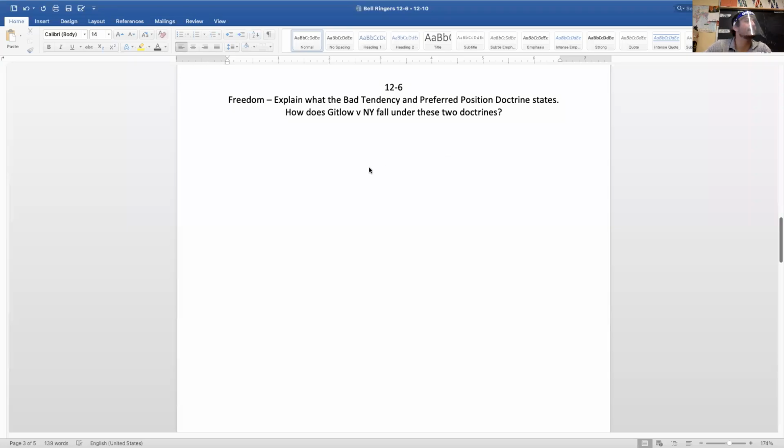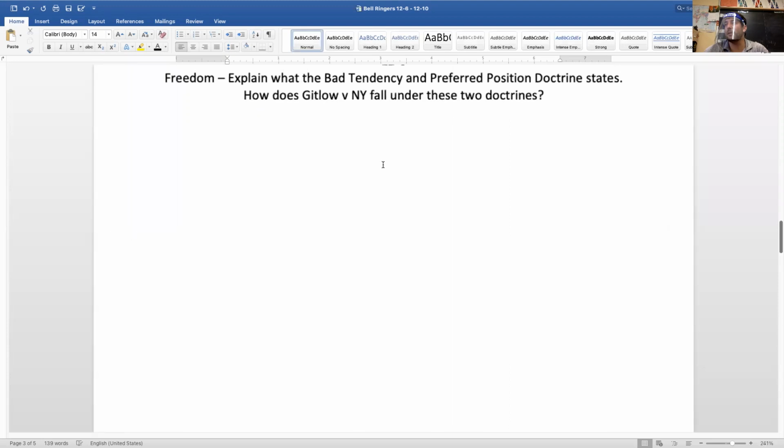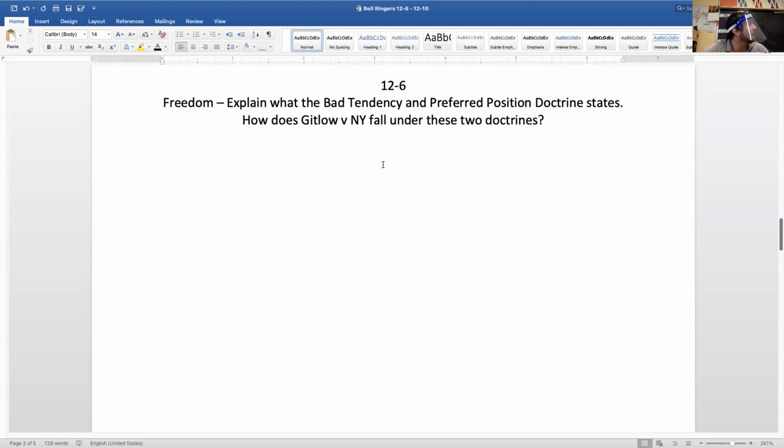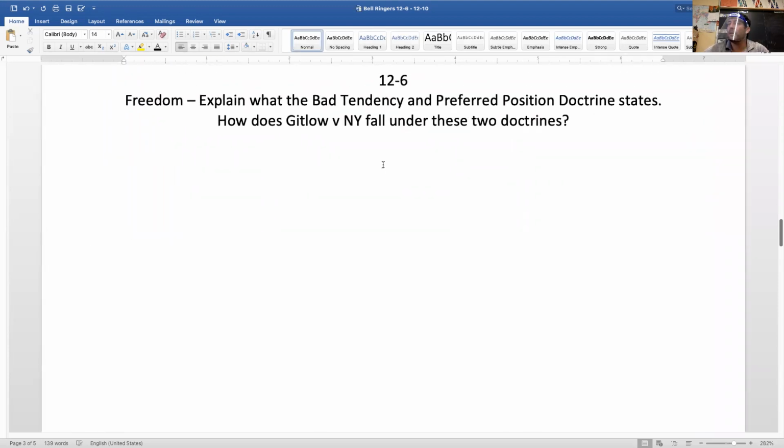All right. So explain what the bad tendency and preferred position doctrine states. How does Gitlow versus New York fall under these two doctrines we talked about on Friday?